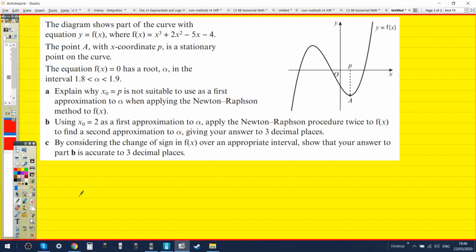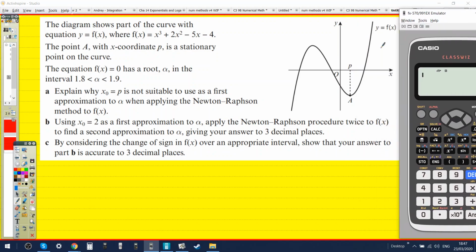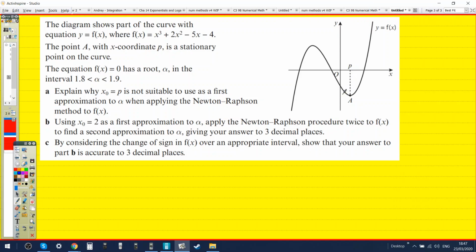Okay, so the equation f has root alpha in the interval 1 to 1.9. Why is x0 equal to A not suitable to use as a first approximation when applying the Newton-Raphson method? I'm inclined to say because it's at the peak, but I don't know what that actually means. This we call a trough.